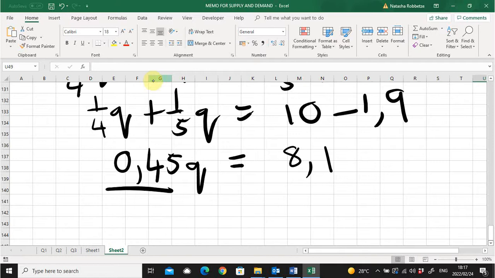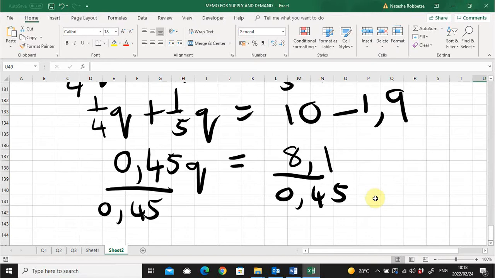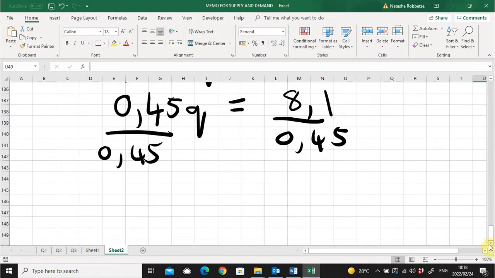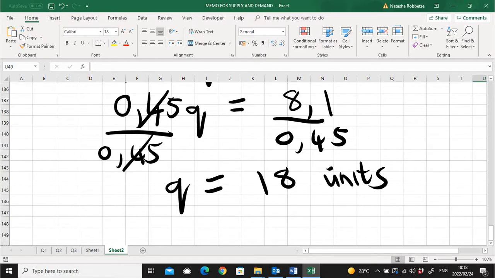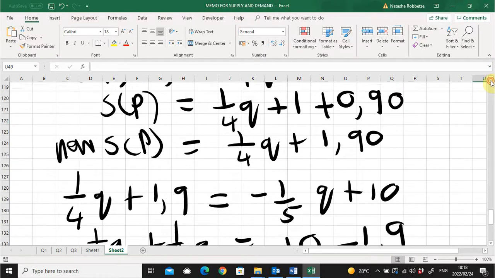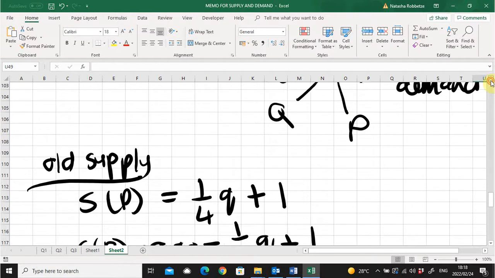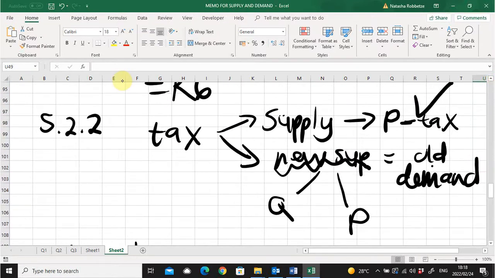We're going to divide by 0.45 on each side. And that is going to leave us with an answer for Q. Then Q is 8.1 divided by 0.45, and that gives us 18. So the new market equilibrium is 18 units. But we are not yet done. Why not? Because if we go back to our original plan, we have now solved the quantity. We still need the price, right?